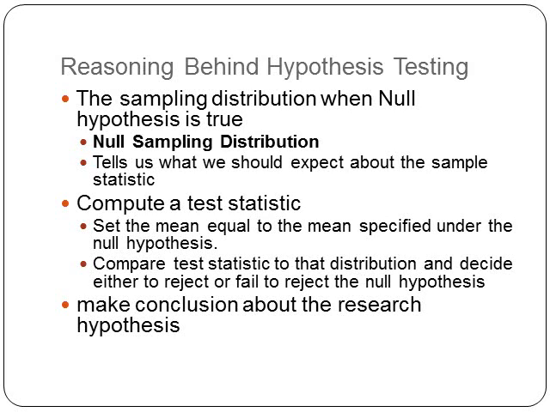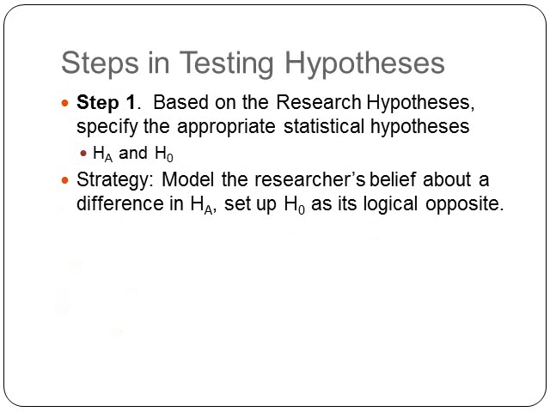So we use distribution theory, and as we used before, if we know the distribution, or have an idea of what the distribution of the sampling distribution of the means is, and the null is true, then given that null distribution, we're likely to find average values of the means in the center of the distribution. So we can compute a test statistic, which sets the mean equal to the mean specified under the null hypothesis, and we can compare that test statistic. And then we make conclusions about the research based on our hypothesis.